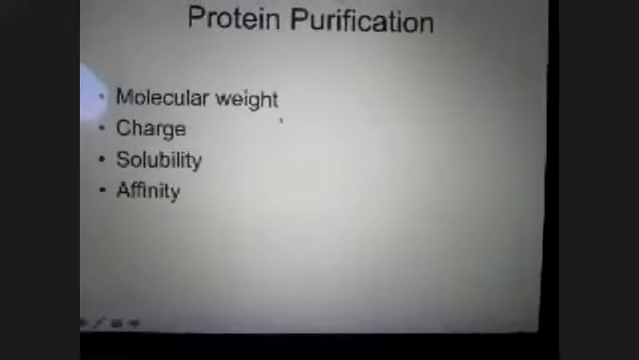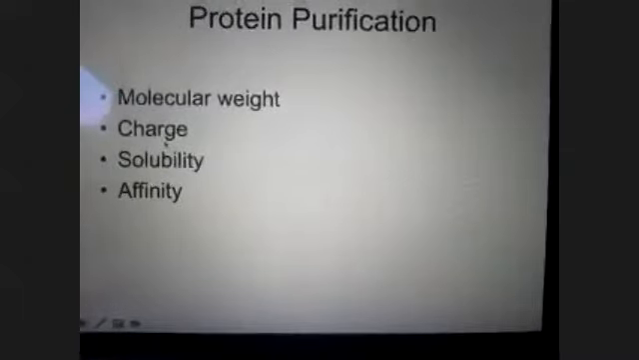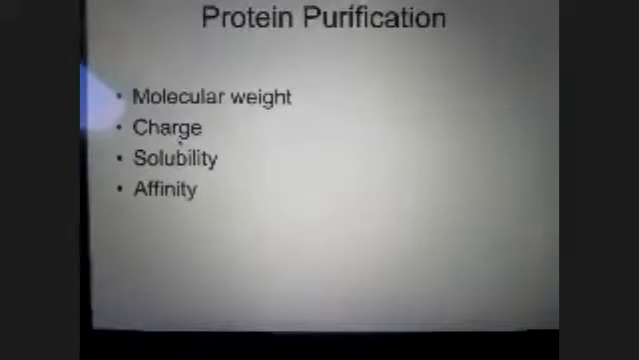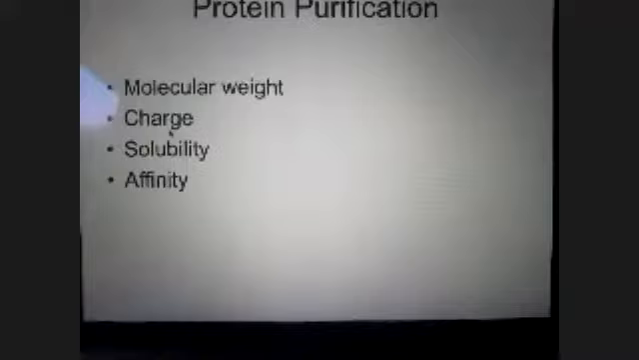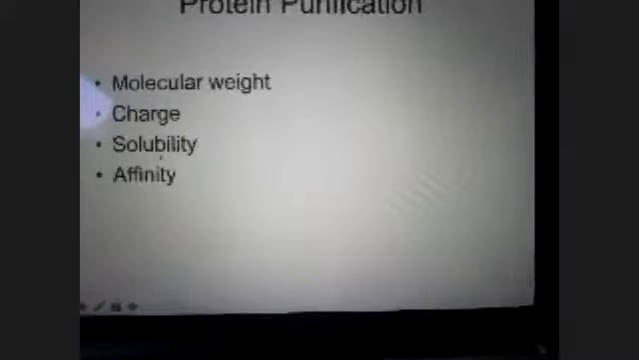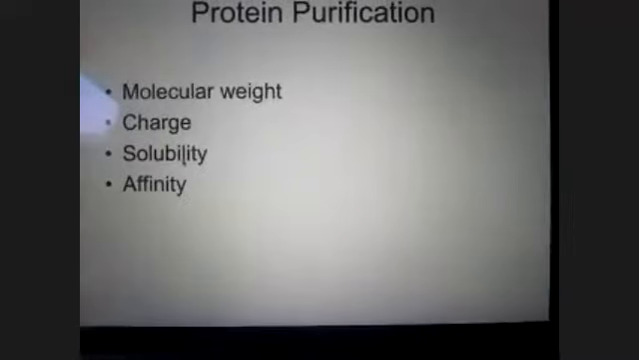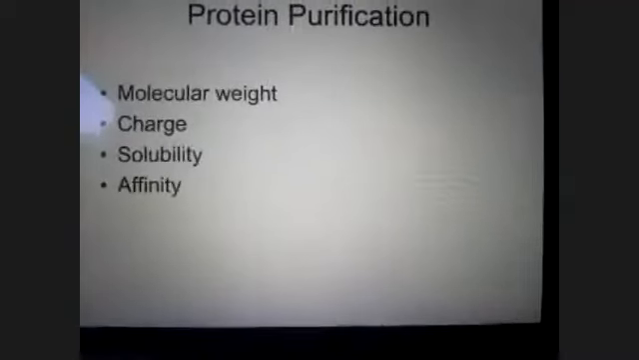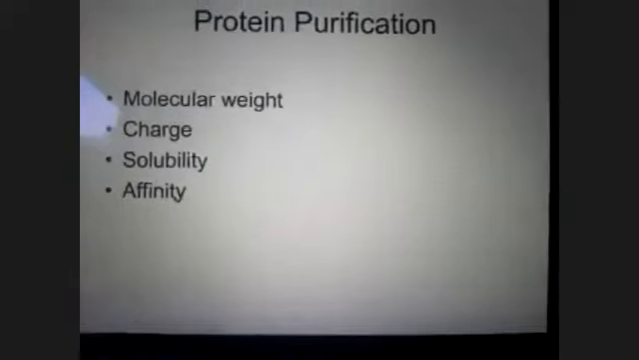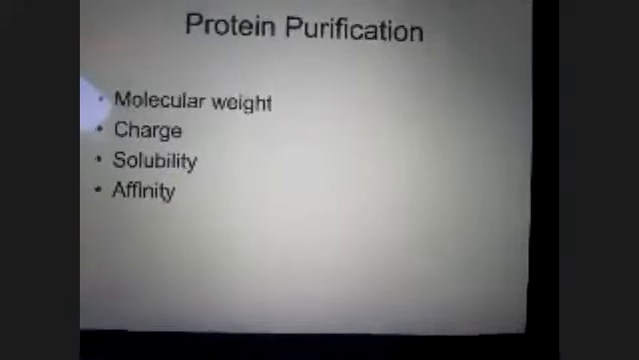First, you need to know the molecular weight of your target protein, and then the charge of your target protein, I mean the pI, and then the solubility of the protein. You need to know in which buffer, in which salt or something, the protein has optimal solubility. And then you need to know if there are any special properties of your protein, where it has certain affinity towards something. So this is what you need to know.